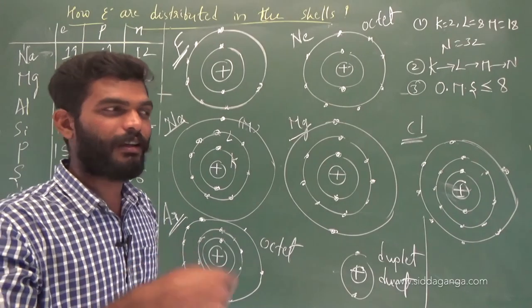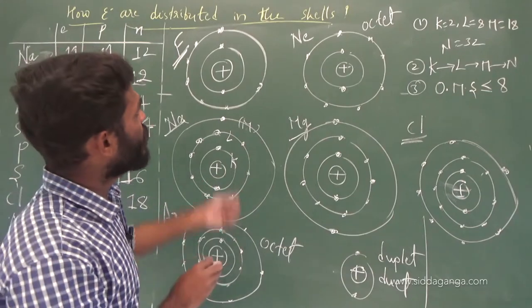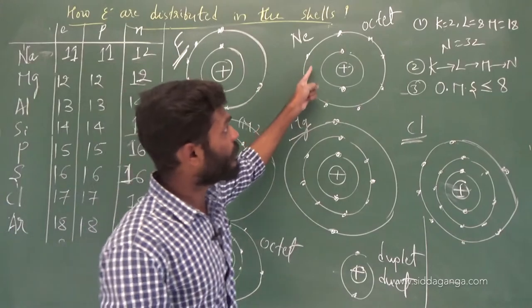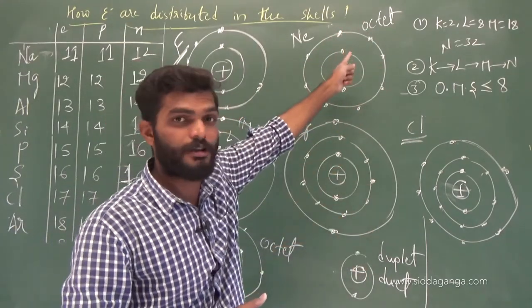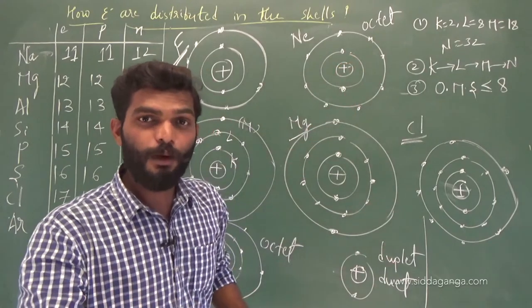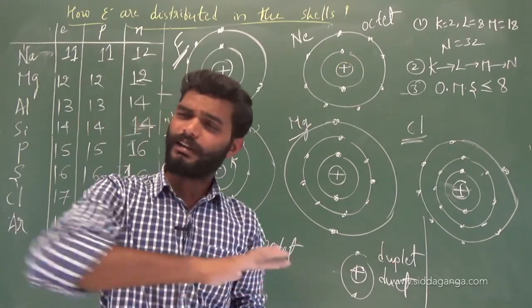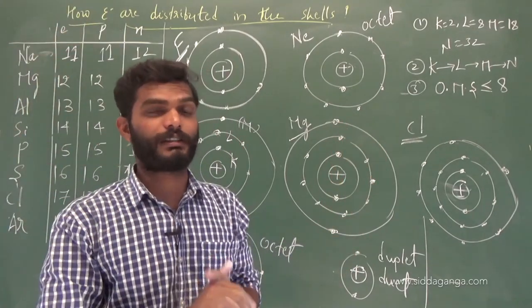Or they have chemical capacity, chemically combining capacity. Which ones? Those which are having less than 8 electrons in the outermost shell. Those which are having fully 8 electrons in the outermost shell have octet configuration. They do not participate in chemical reactions. Even though they participate, it is very, very less, under special conditions.